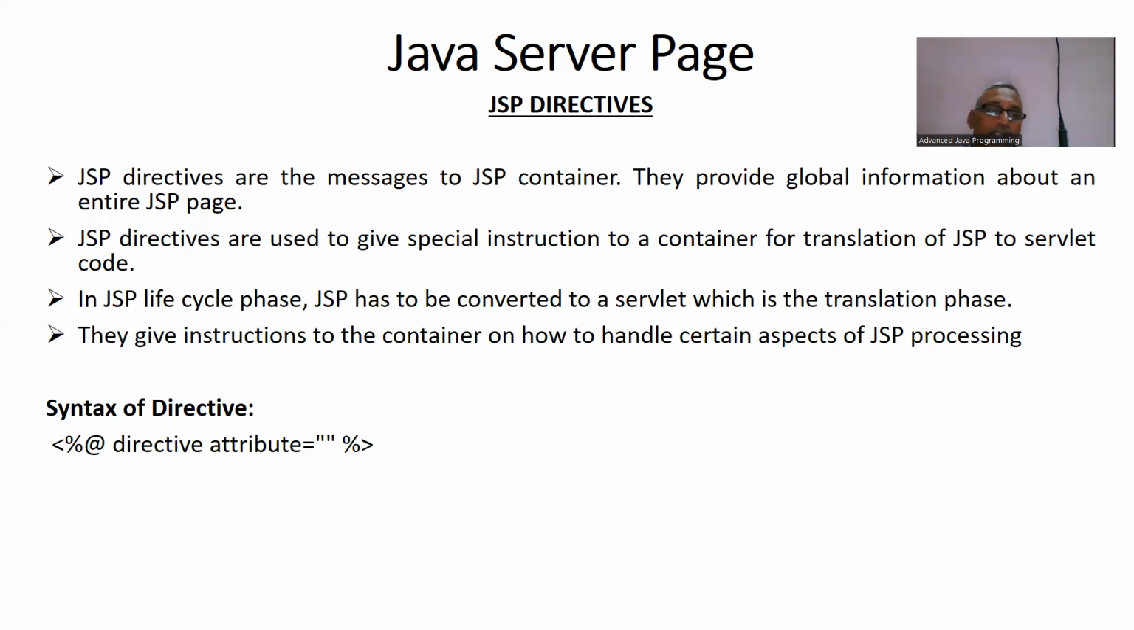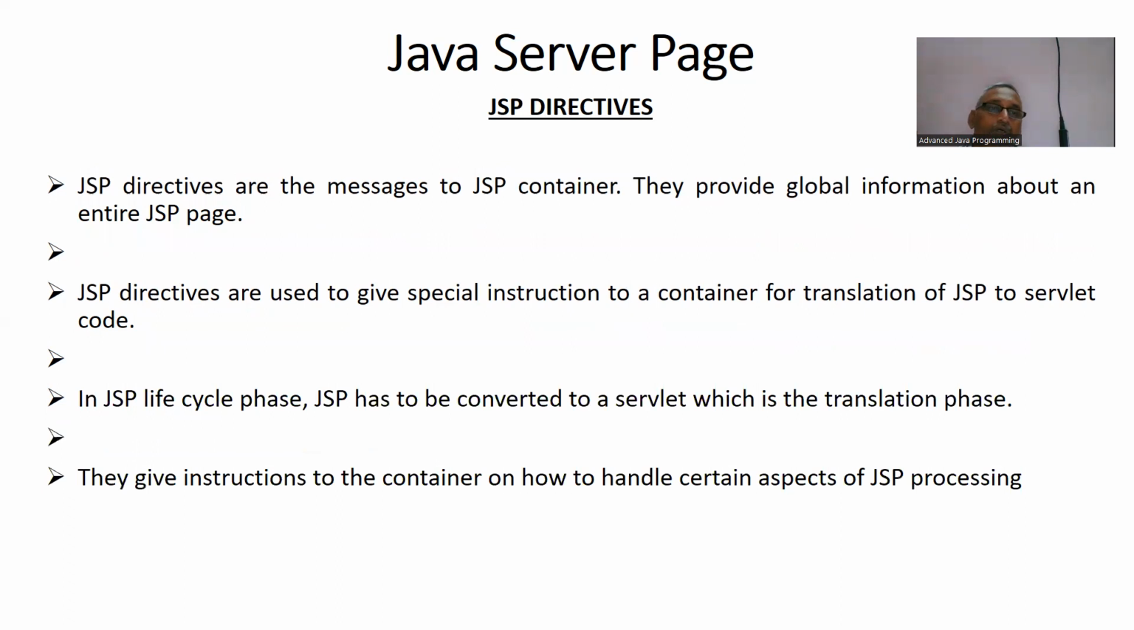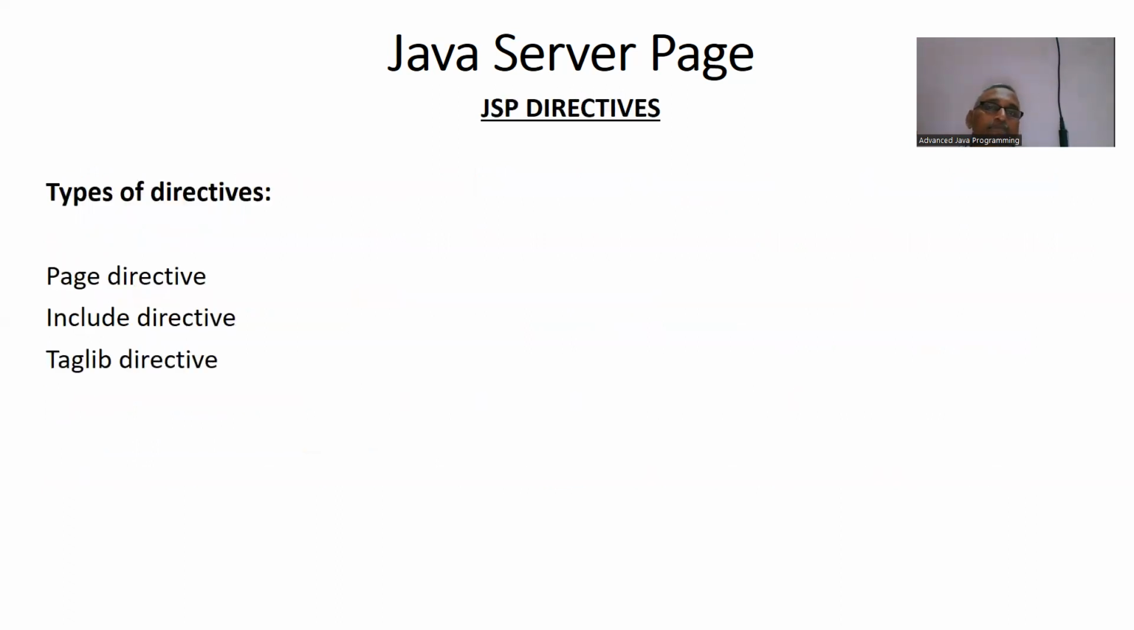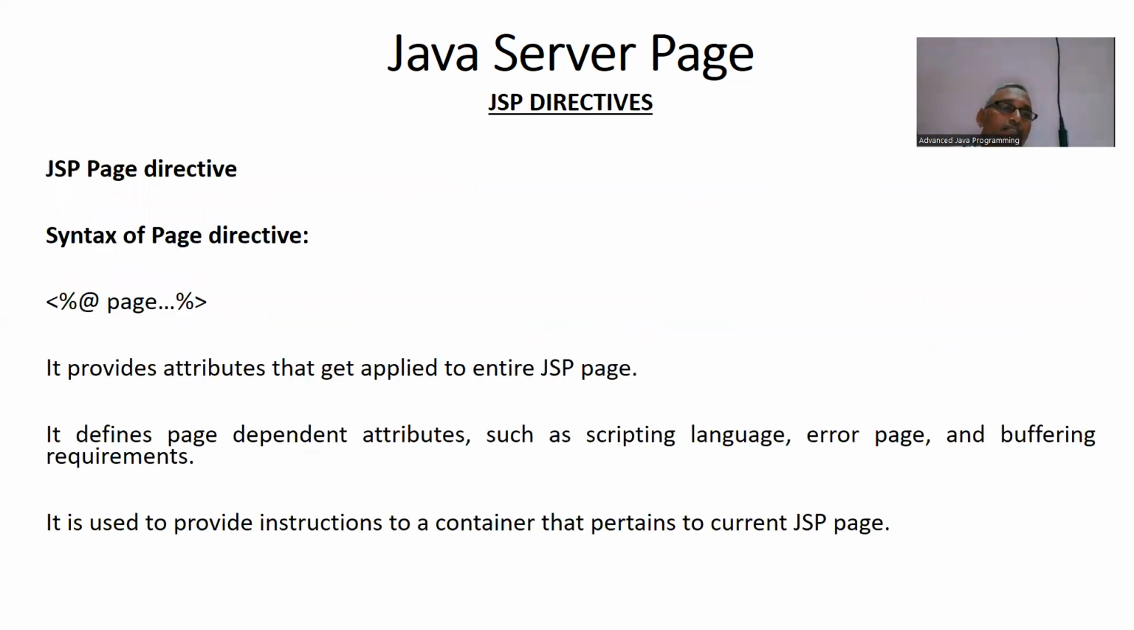include directives, and tag directives. These are the types of directives: page directives, include directives, and tag directives. Next, JSP page directive. It provides attributes that are applied to the entire JSP page.